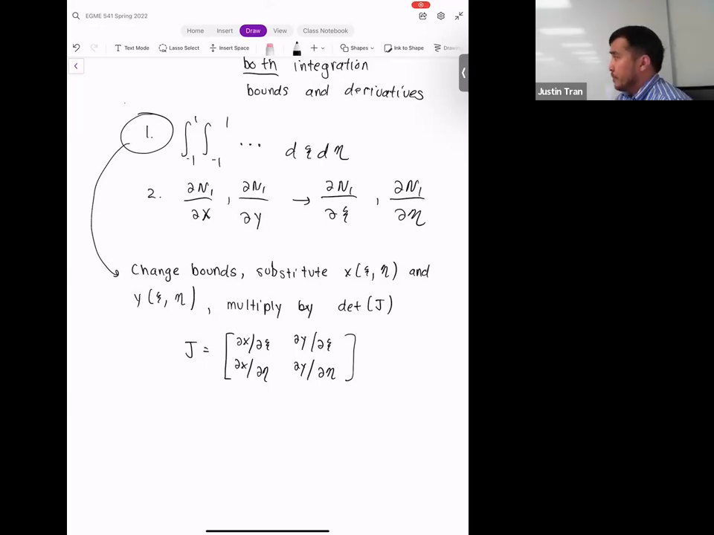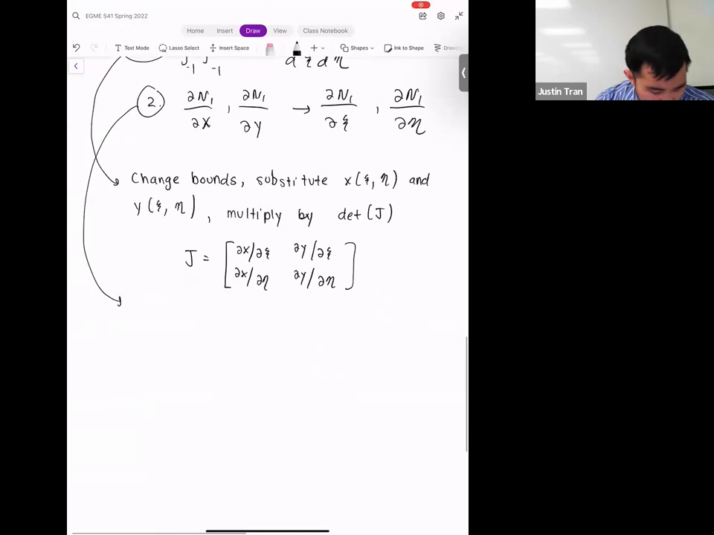Okay. And so I'm not going to go too much into that step, just because we've seen that in 1D, and we'll see this step again once we do the thermal generation integral. But I want to focus most of my attention on step 2, which is the transformation of the derivatives themselves. All right, so let's focus on that.